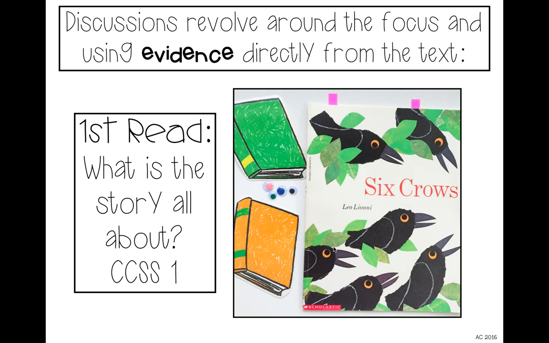to really dig deeper. So this was a book that I was kind of like, I don't know if I want to read this with my students. It might be a little challenging. It ended up being perfect for close reading. So the first day, I'm going to tell kids, okay, today I'm going to read Six Crows by Leo Leone, and we're going to talk about first, what is the story all about? So that's standard 1. So this is, again, a very simple question. You're going through just reading it, and then just talking about the text as a group so that you have an idea that the kids have an overall understanding of it.